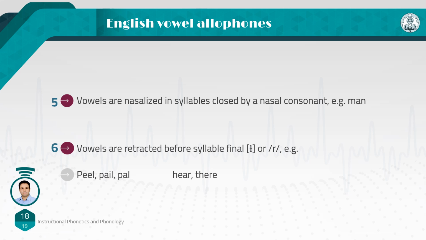So if I pronounce it again, pill, pale, pal, you can understand that this a in pal is different from a in, for example, pan or a in, for example, pat. In fact, it is something between the two. This is why we say it is retracted.